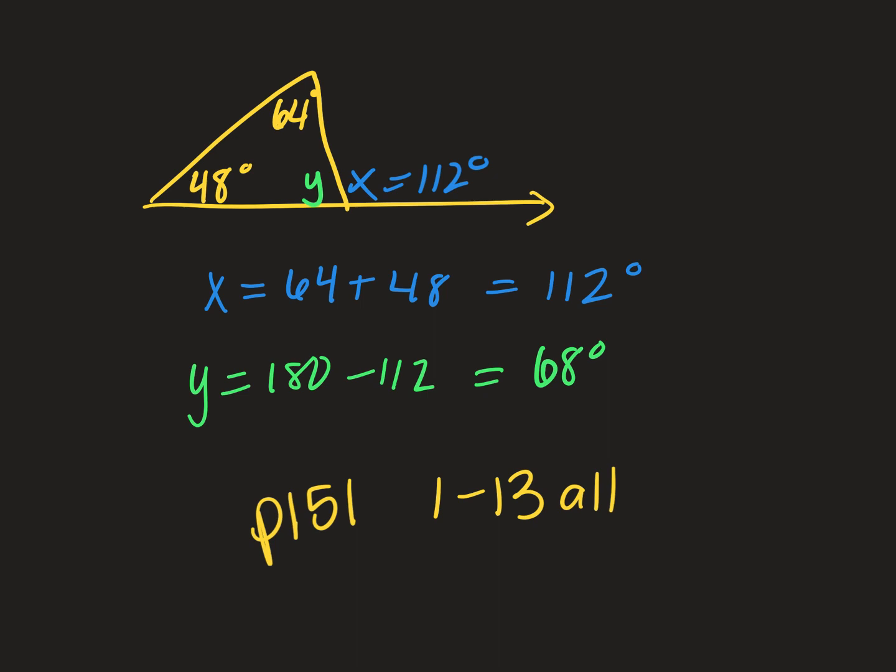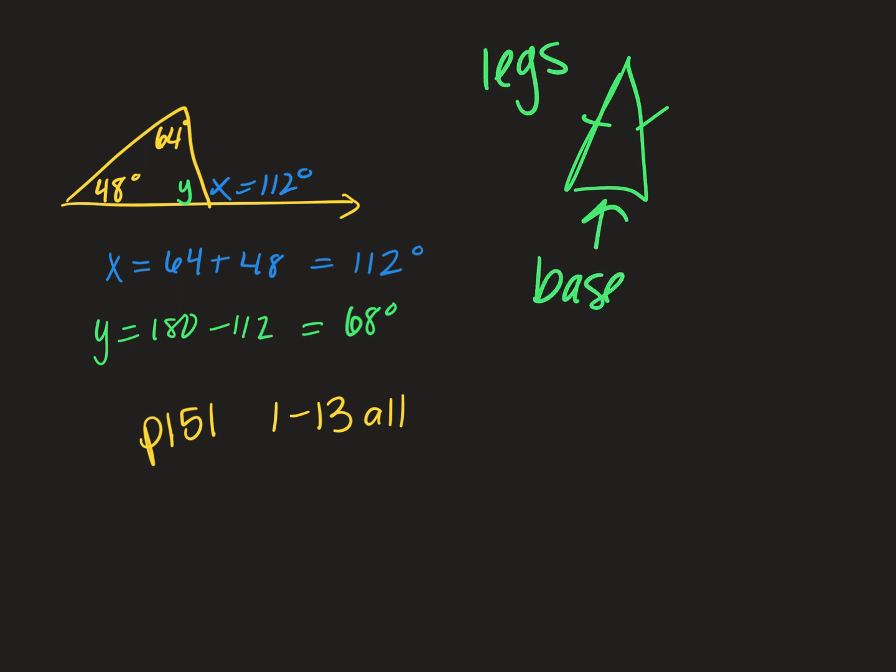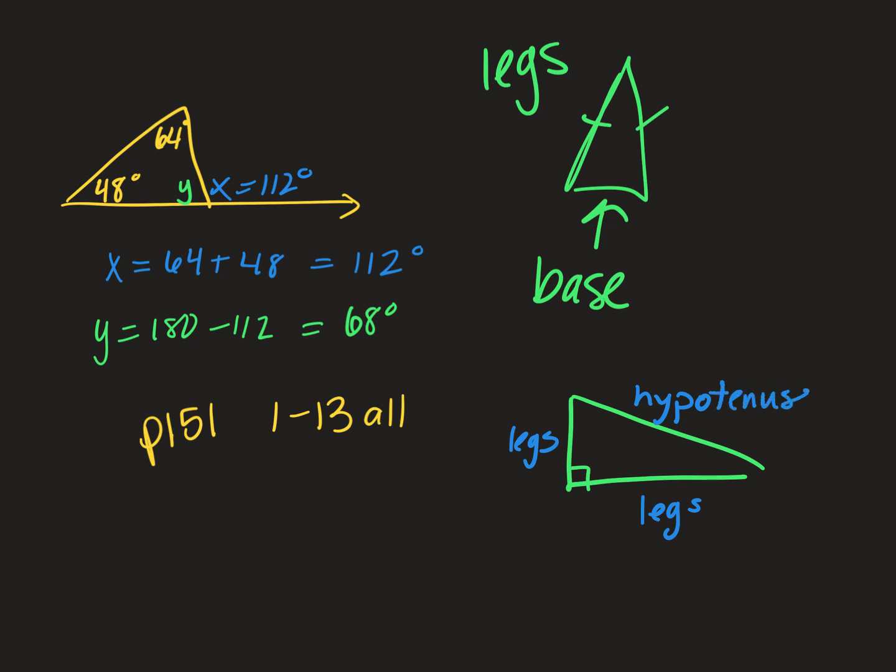Oh, wait, one more thing. When you have an isosceles triangle, the two congruent sides are known as the legs, and the other side is the base. And when you have a right triangle, the two sides that form the right angle are the legs, and this is the hypotenuse. I spelled that wrong. That comes up on your homework questions. Hypotenuse, T-E-N-U-S-E.